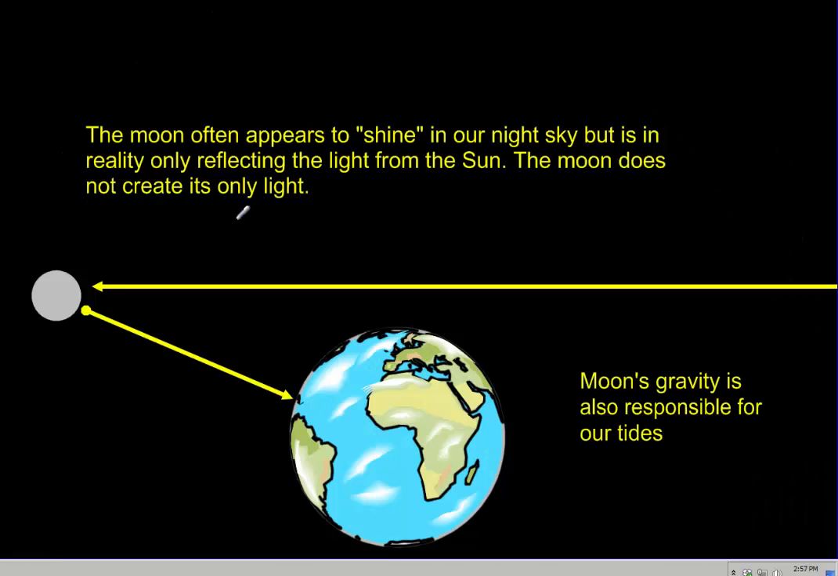The moon often appears to shine in our night sky, but in reality it's only reflecting the light from the sun. The moon doesn't create any light of its own. It's not like a star. It's basically a big mirror. The sun's rays come in, hit the moon, and reflect back on Earth. And what we see is just the sun's light reflecting on it.